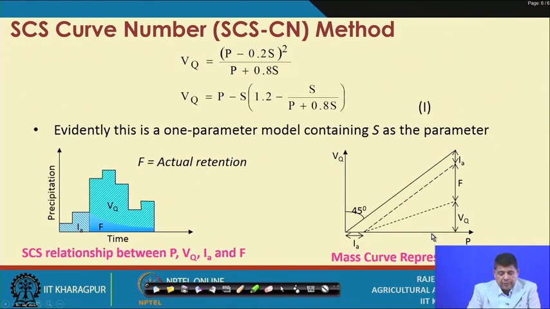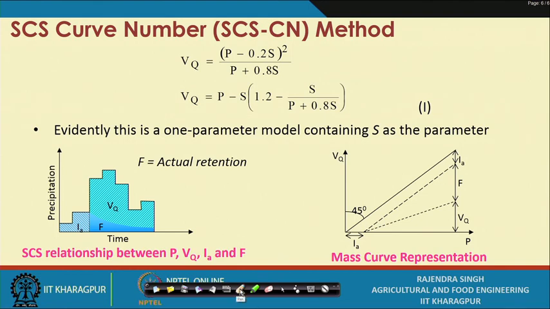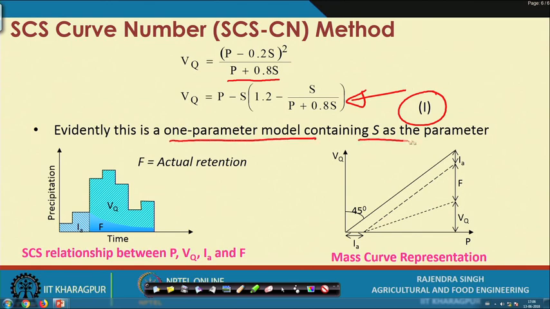And therefore, in our original equation, P minus I A, we replace I A by 0.2 S. So this is the form of equation we get, that is V q equals (P minus 0.2 S) square, and in the denominator we had P minus I A plus S. So I A is 0.2 S, and that is why we are getting P plus 0.8 S. If we again make some rearrangement, this is the form of equation we get, which we are calling equation number 1. And as you can see here, this is a one parameter model, constraining S only as a parameter.